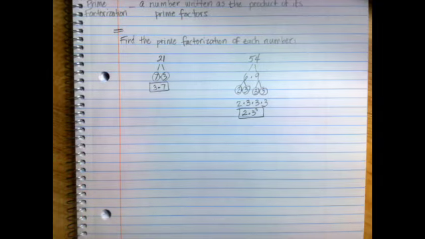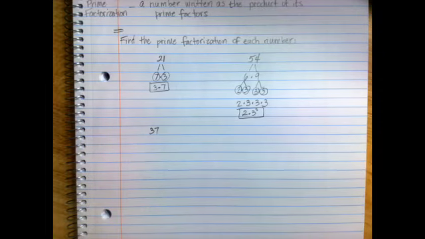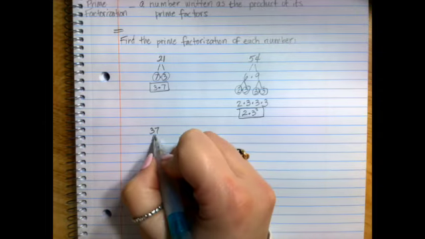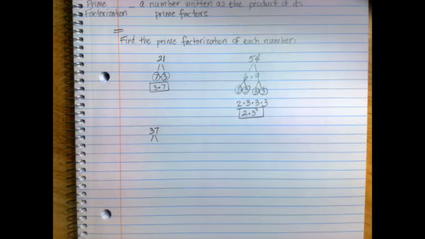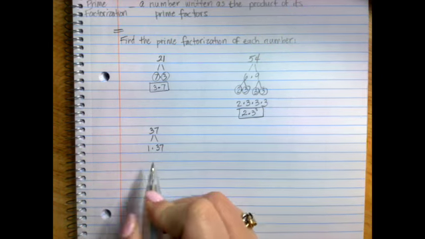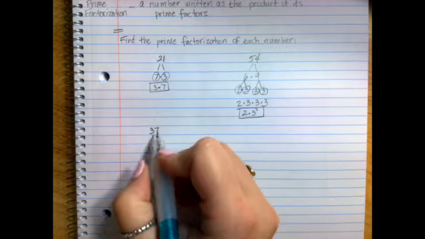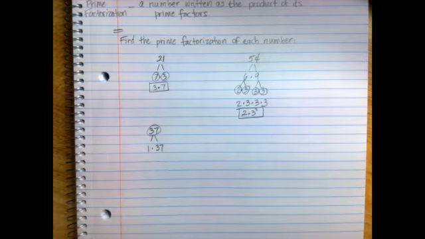Let's come up with, let's say, 37. What 2 numbers multiply to give you 37? The only 2 that I can come up with is 1 times 37. So 37 is prime. Its prime factorization is 37.